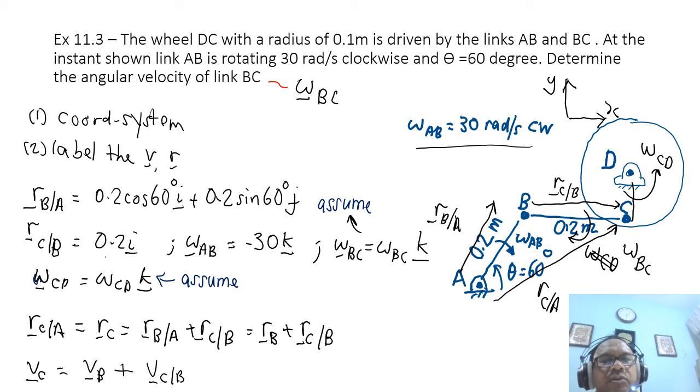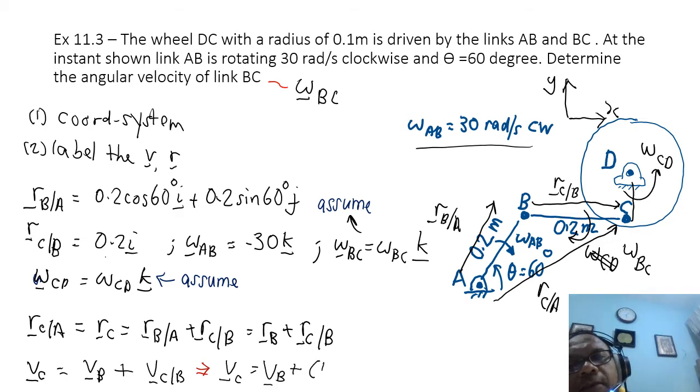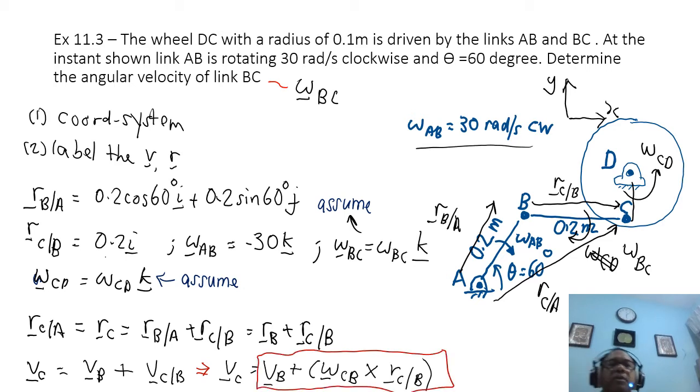I'm going to block this equation because we're going to use it somewhere. When we talk about relative velocity, we can write it again in the familiar form: VC equals VB plus omega CB cross the position vector C relative to B. So that's the equation that I want to block, because I'll carry it to the next slide. So this is VC equals VB plus omega CB cross the position vector.